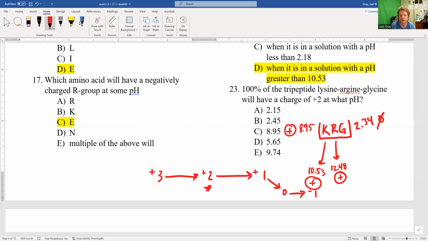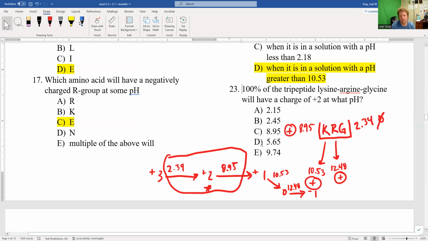What I'm going to do is write my pKa values in increasing order: 2.34, 8.95, 10.53, 12.48. Okay. If I want to figure out what pH where 100% of my molecule has a charge of +2, what I'm going to do is take the 2 pKa's that surround that value. 2.34 plus 8.95 divided by 2 gives me 5.65, which is answer option D.